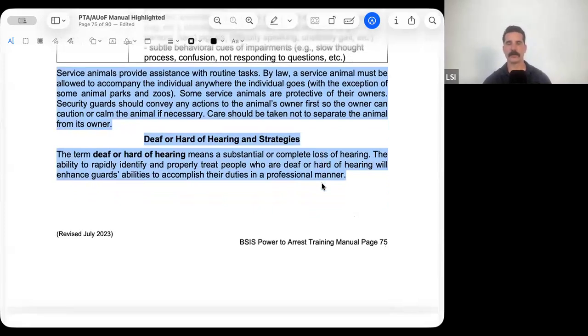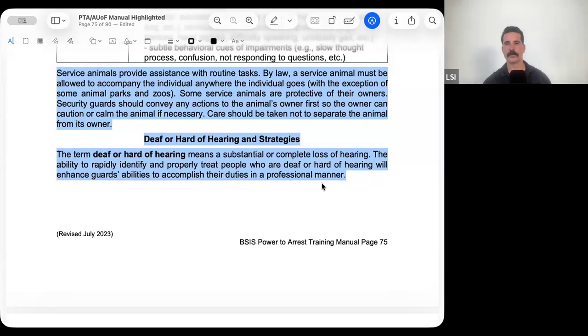Service animals provide assistance with routine tasks. By law, a service animal must be allowed to accompany the individual anywhere the individual goes, with the exception of some animal parks and zoos. Some service animals are protective of their owners. Security guards should convey any actions to the animal's owner first, so the owner can caution or calm the animal if necessary. Care should be taken not to separate the animal from its owner.